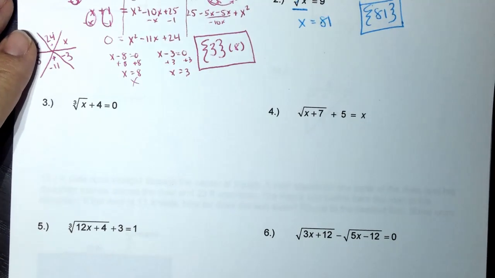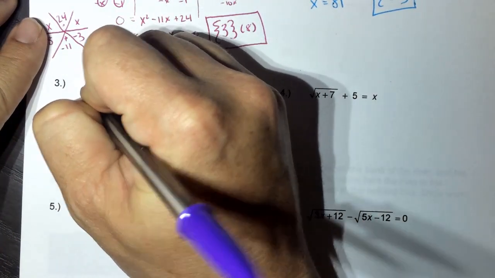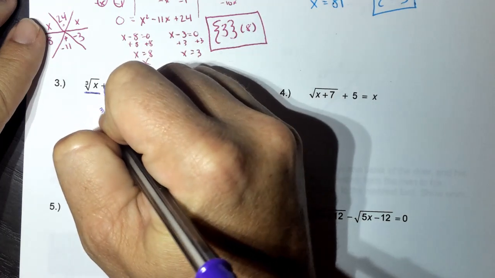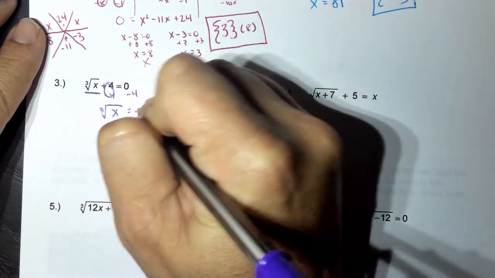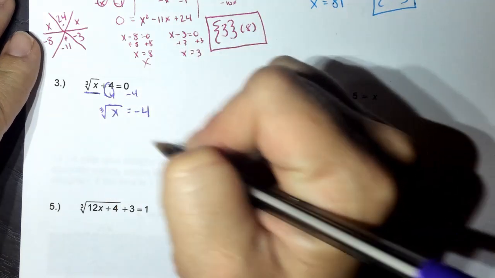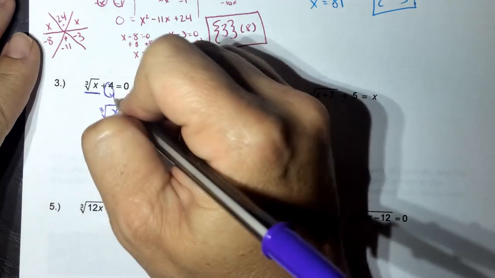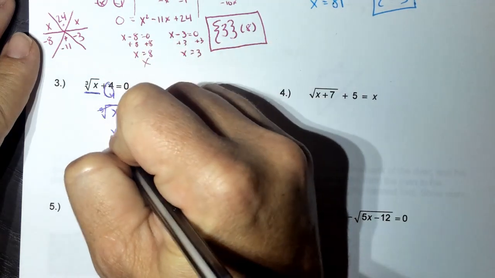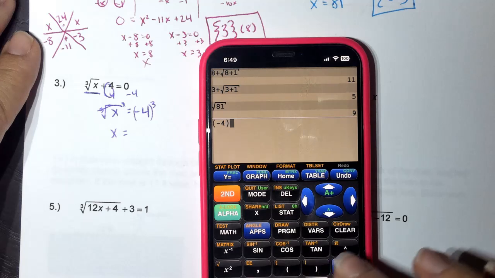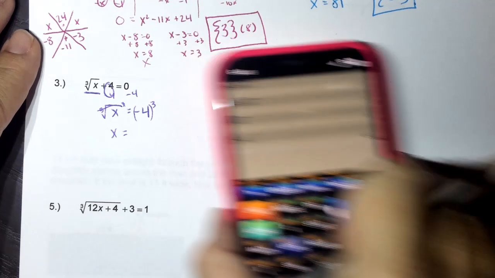Okay, on number 3, I have to get this cube root alone. So I'm going to do minus 4, and I get the cube root of x equals negative 4. Remember, cube roots are allowed to be negatives. So now that my cube root is alone, I have to cube both sides. Now, when you have negatives, you have to use parentheses. And I get x equals, so we're going to do negative 4 to the third power, and I get negative 64.